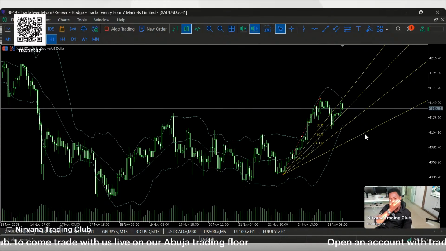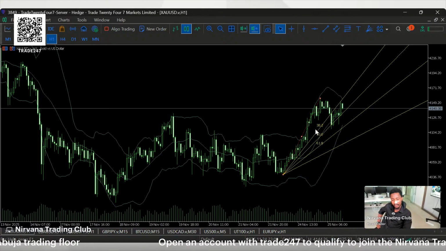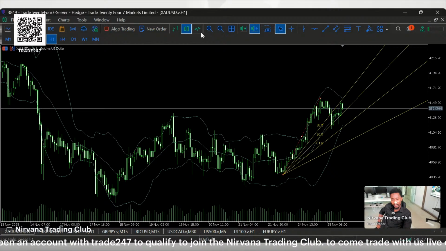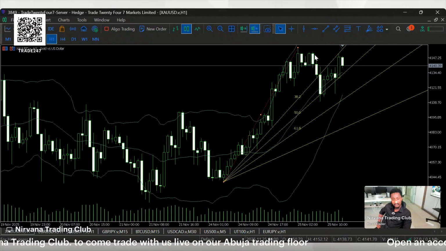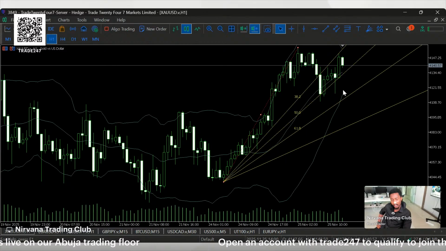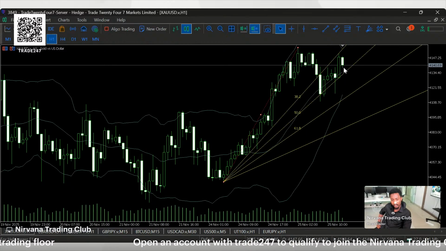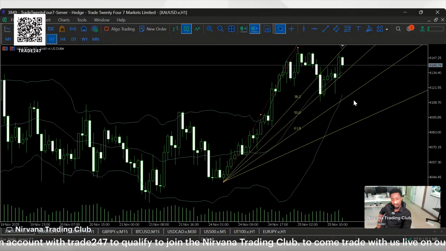So for today, gold has been bullish, and this is what I'm thinking. I'm trying to see where we can come in for gold, and right now the momentum to the upside is not much. It's retracing, and let's see if it can give us another opportunity for a buy continuation.